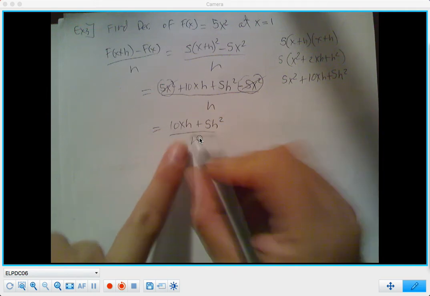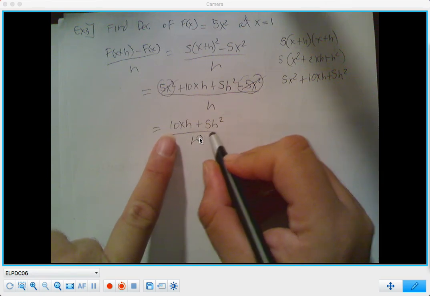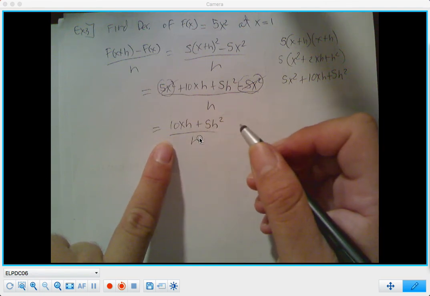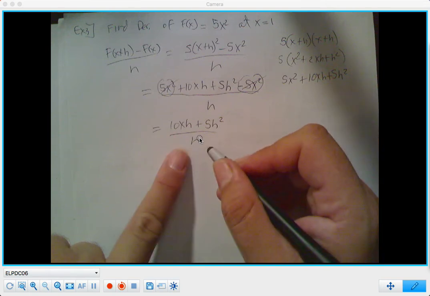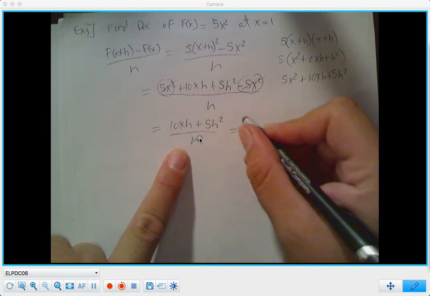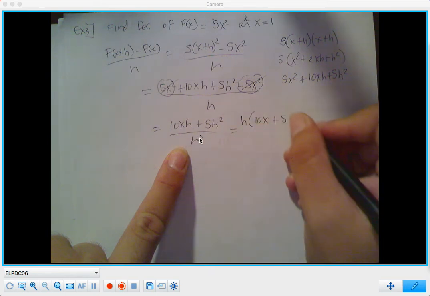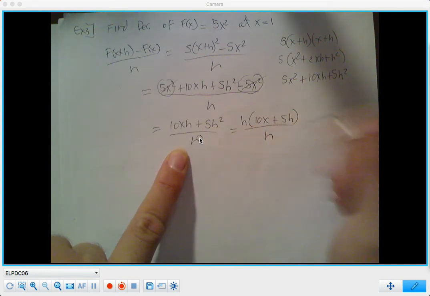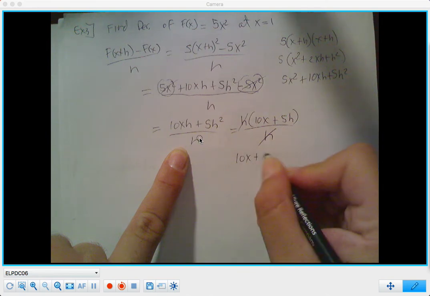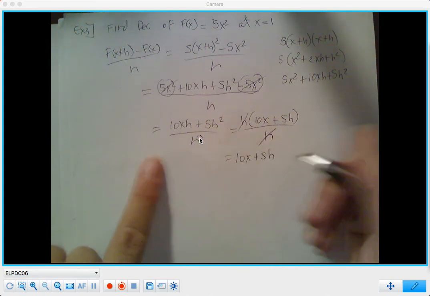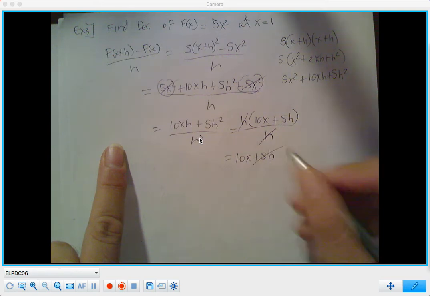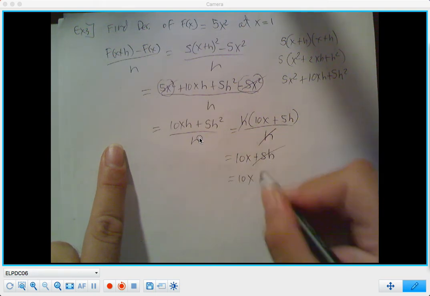Okay, look, I have h, I have h. You can even take out a 5. Does it really matter? No, because there's nothing to cancel. So we're just gonna leave it like that. So I'm gonna take out an h, so I have 10x plus 5h, and then over h. Okay, top and bottom cancel out, so I end up with 10x plus 5h, and then remember the h is 0, so this goes away, so our answer will be 10x.